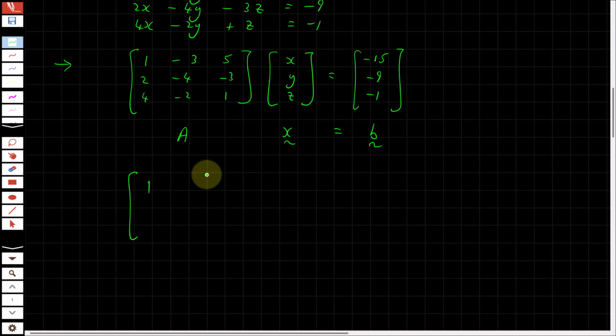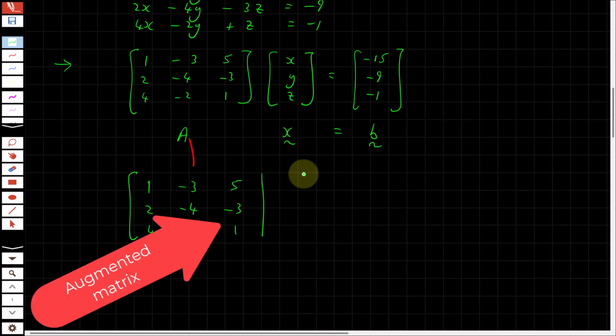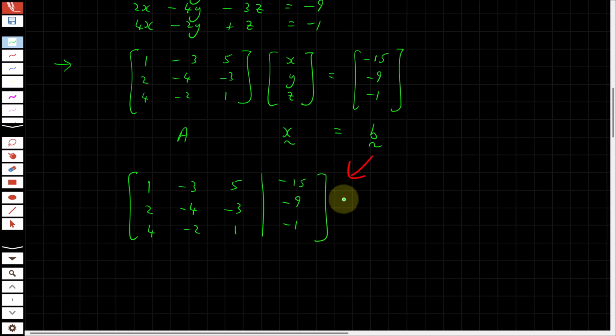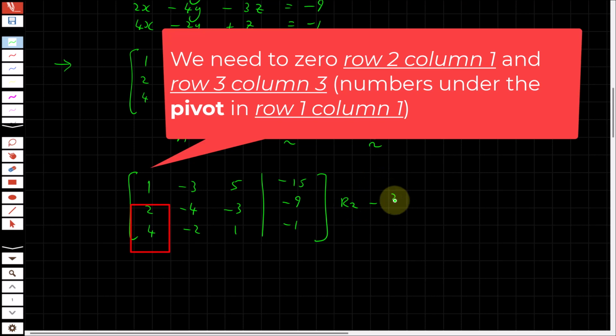So let's now take a matrix with all these numbers. We need to augment the A matrix with the b vector by placing a vertical bar in the matrix. And now we're going to do row echelon form and row reduction, reduced row echelon form.